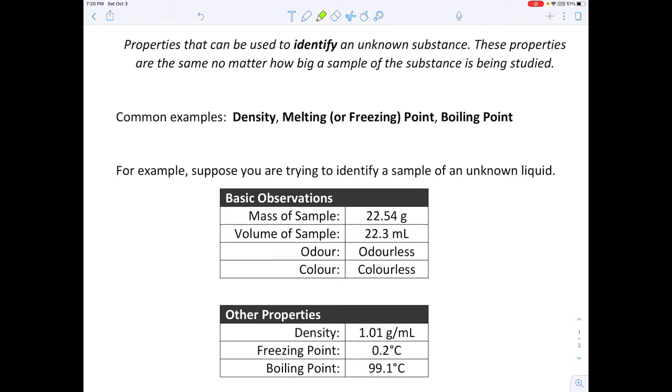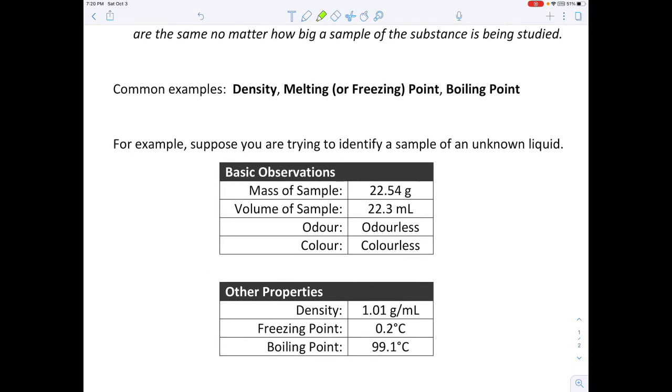Now, if you took that mass and that volume and you combined them to calculate the density, and then I said to you that the unknown liquid that I have has a density of 1.01 grams per milliliter. Well, somebody who knows something about density might say to themselves, I have a liquid that's colorless and odorless, but its density is very close to 1. Well, you're probably thinking, water has a density pretty close to 1 gram per milliliter, so maybe this is water. So you're already trying to identify the substance based on its density.